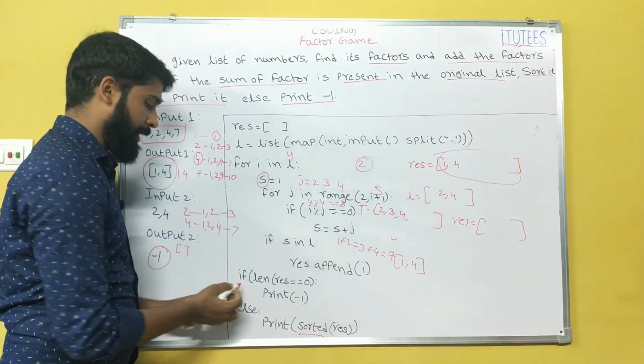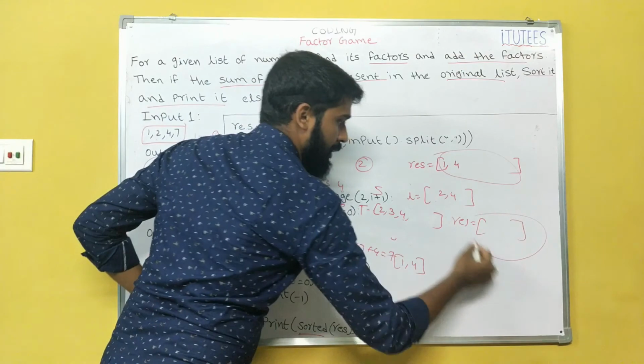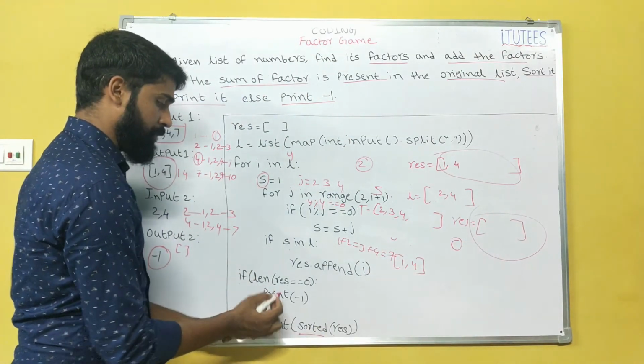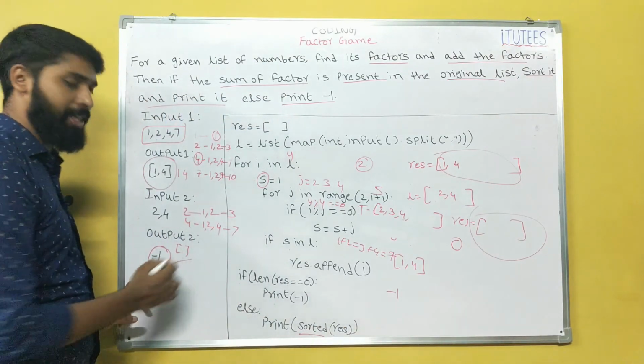The loop is over. We come to here. If the length of RES, so what is the length of RES? Nothing is in this RES, so the length is 0. So enter to here. It prints -1. So in this case, the output is -1.